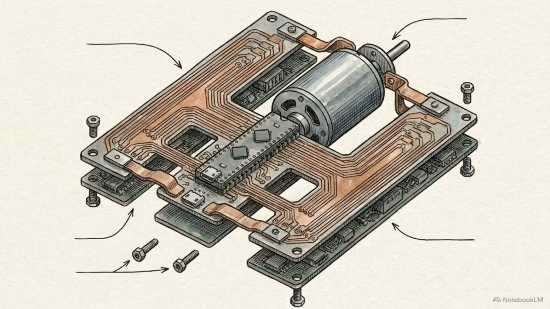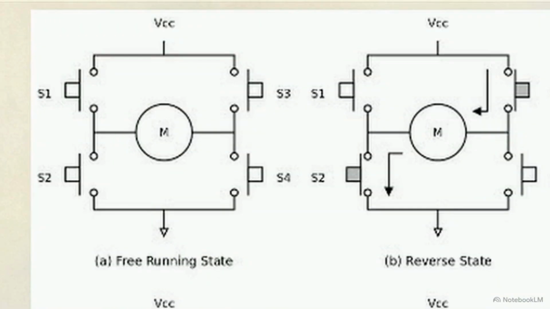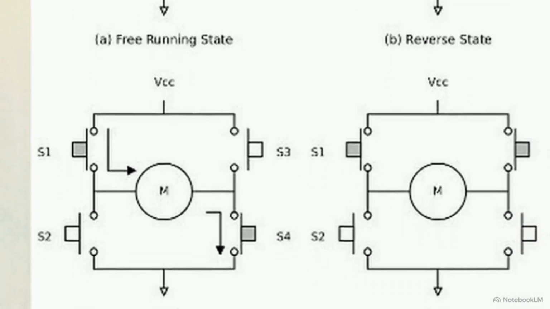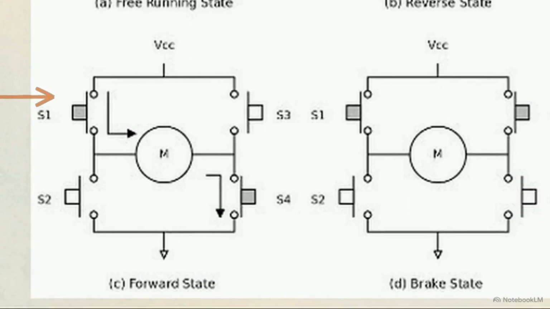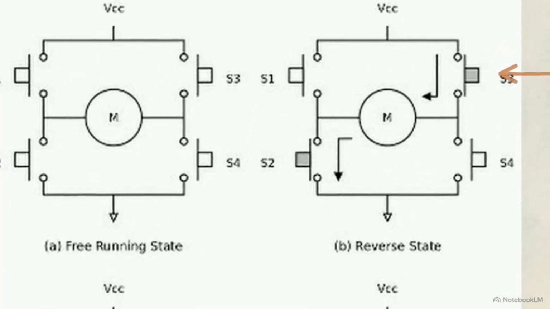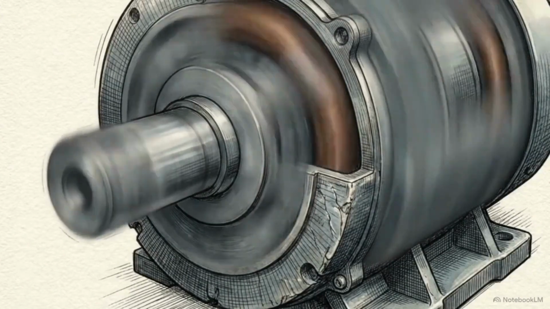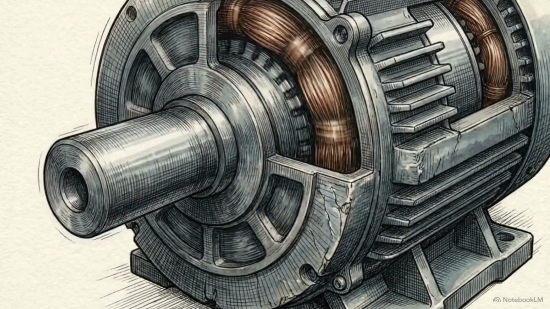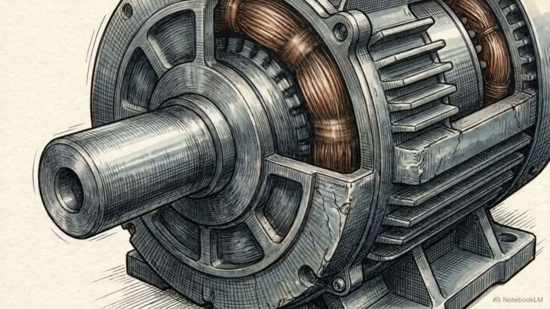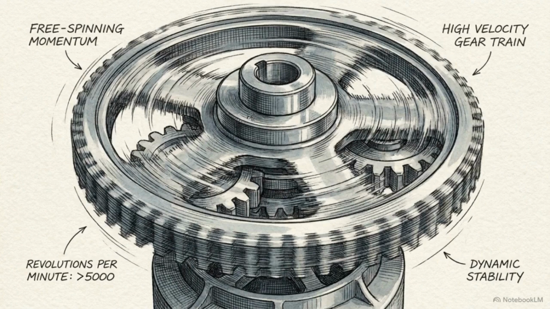To achieve bidirectional control, we need a specific circuit topology known as an H-bridge. This H-bridge diagram shows 4 switches surrounding a motor. In the forward state, closing diagonal switches S1 and S4 routes current left to right, turning it clockwise. To reverse direction, closing S3 and S2 flows current right to left. We can also trigger a brake state by closing the bottom 2 switches. This shorts the motor terminals together, rapidly halting any movement. Conversely, opening all 4 switches leaves the motor in a free-running state, allowing it to coast to a stop.